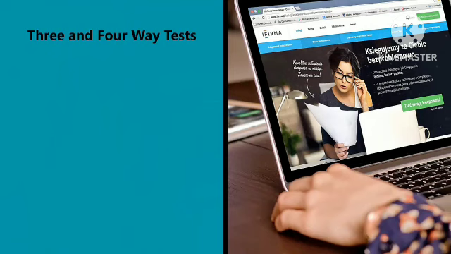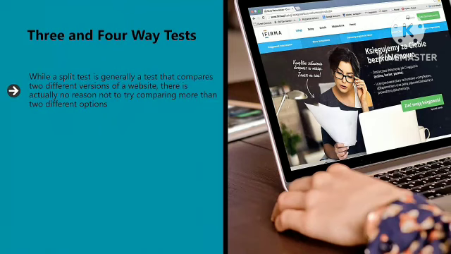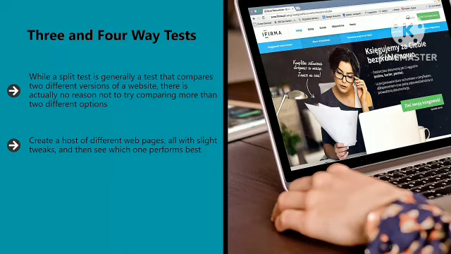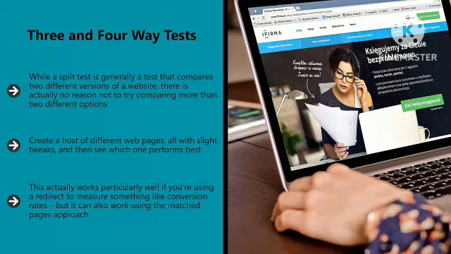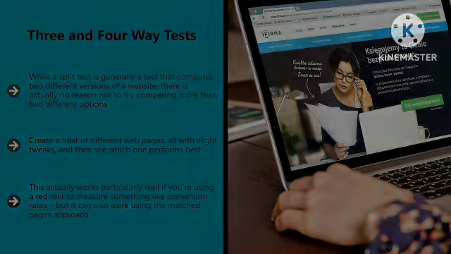3- and 4-way tests. While a split test is generally a test that compares two different versions of a website, there is actually no reason not to try comparing more than two different options. Create a host of different web pages, all with slight tweaks, and then see which one performs best. This actually works particularly well if you're using a redirect to measure something like conversion rates, but it can also work using the matched pages approach. In theory, this can help you save a lot of time, though it can, of course, also make the whole process a fair bit more complicated.